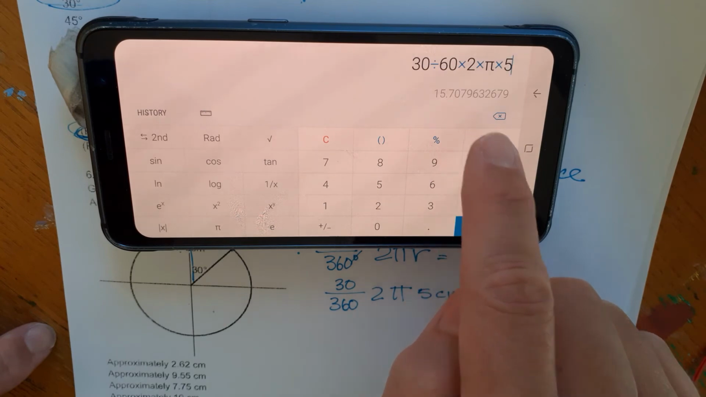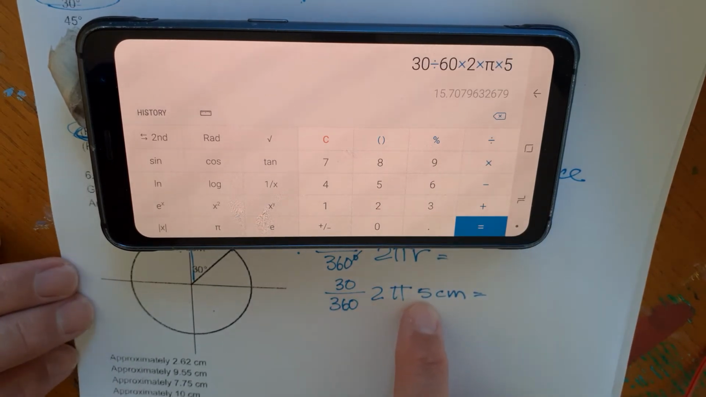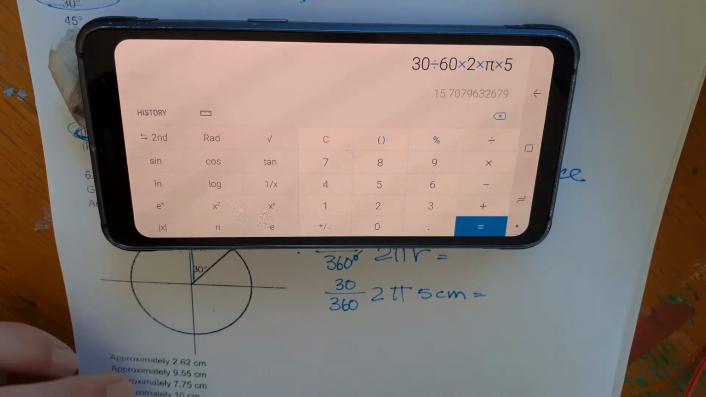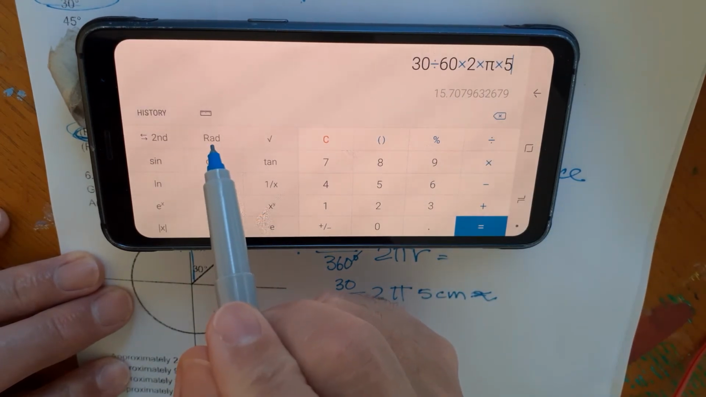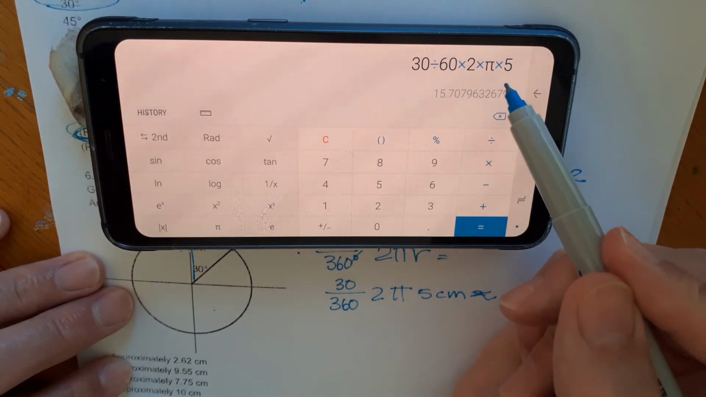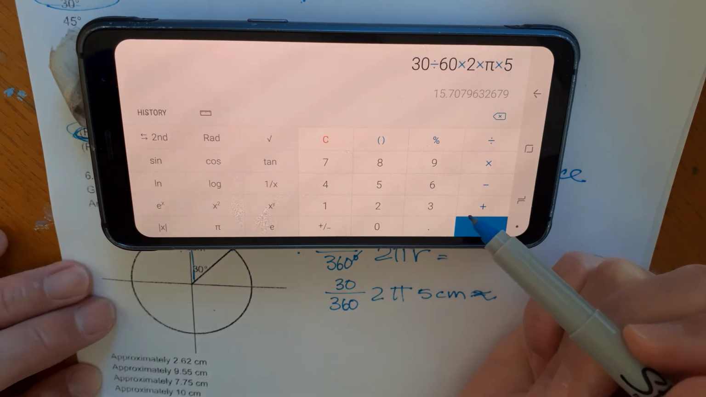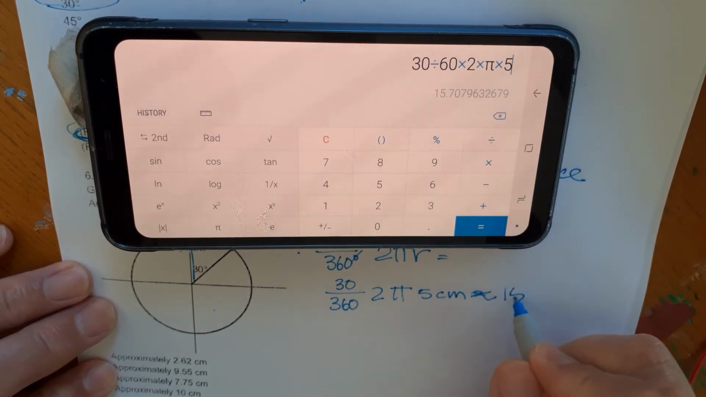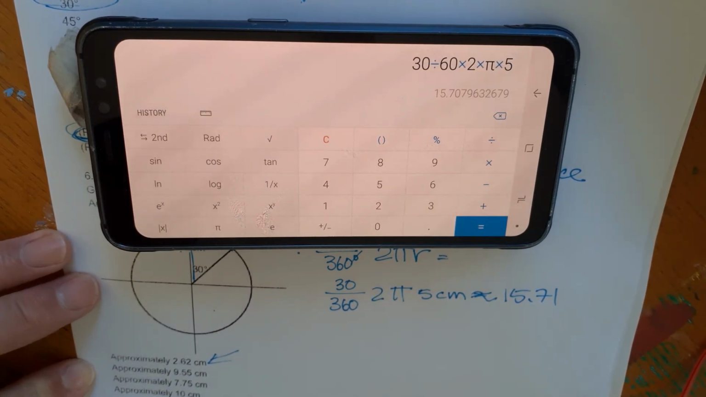And we get 15 point... 30 divided by 360 times 2 times pi times 5. I get 15.71 for this, approximately equal. Unless I'm typing it in wrong. Am I in radians? No, I'm in degrees. That's good. Doesn't matter anyway because they cancel. Times 5. So I don't like this one immediately, but I'm going to go with 15.71, and I'm going to check to make sure that this is corrected when you take it in your assignment. Okay.